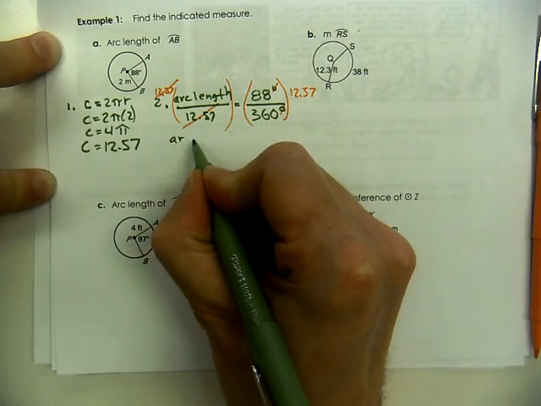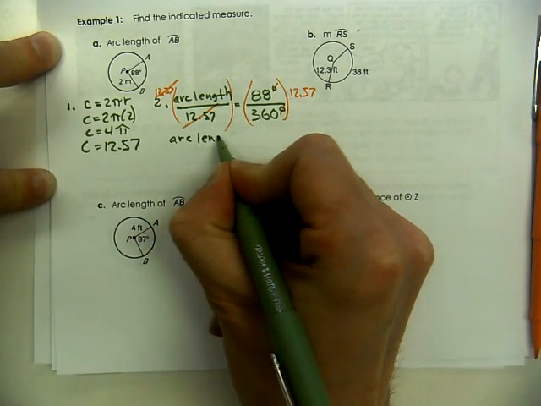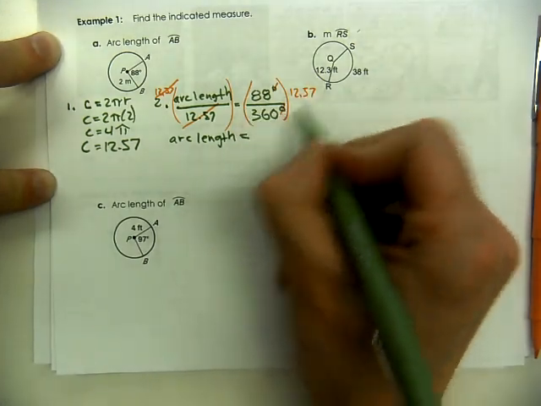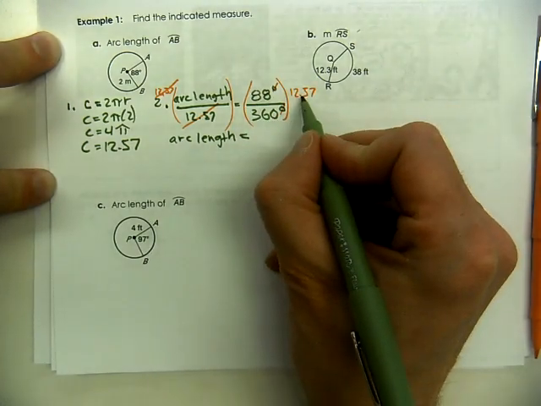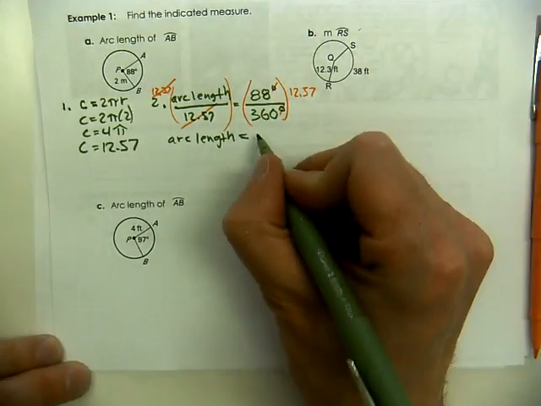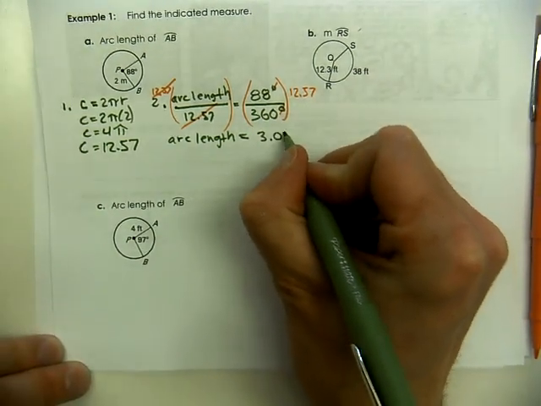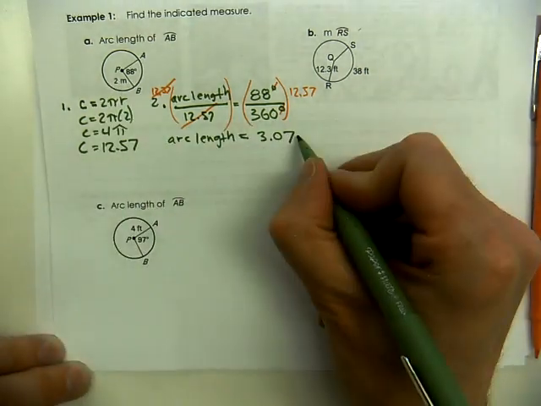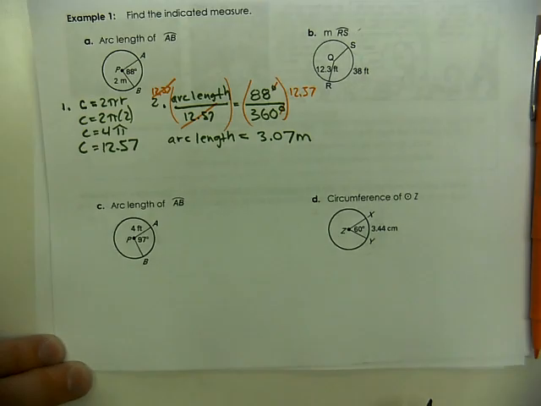12.57 cancels out on the left-hand side. This is my variable. It is now by itself. And this is what I type into the calculator. So go 88 times the 12.57, take that answer and divide by the 360, and that gives us our answer. Now we want to make sure we put the units on it. It's a length. The length is measured in meters, so our answer is in meters.